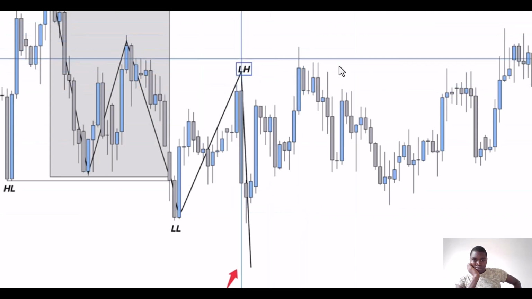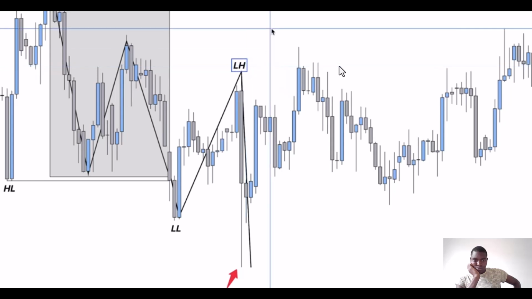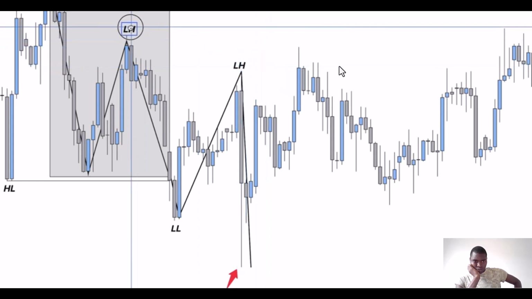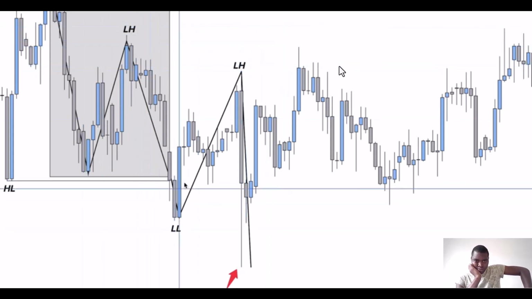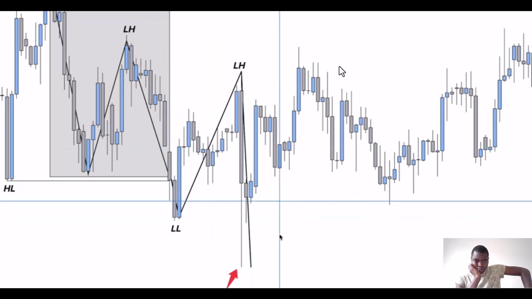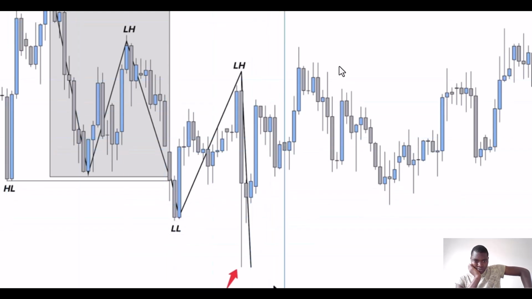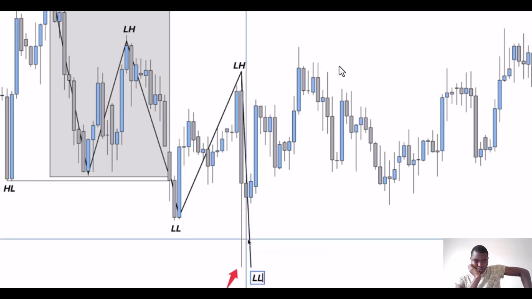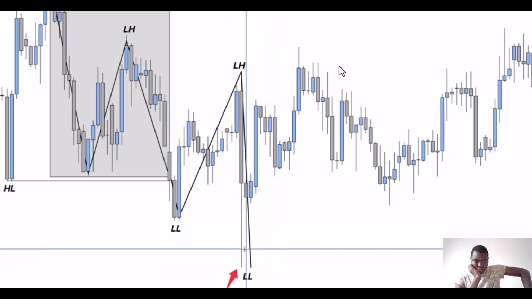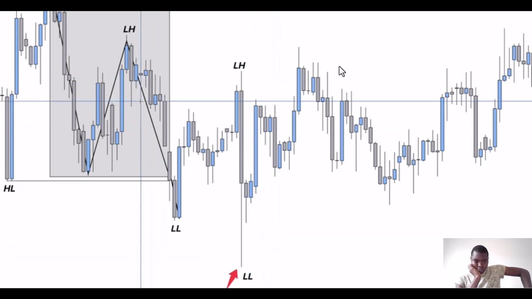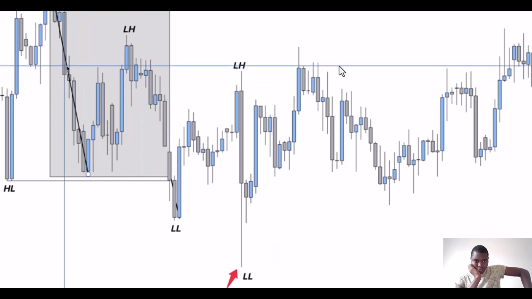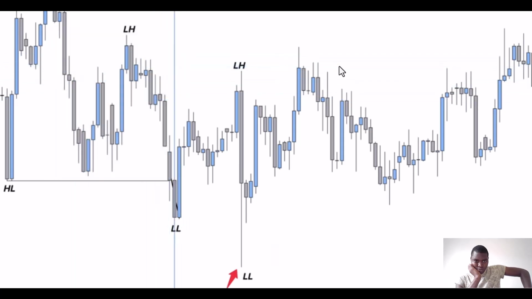We have a lower high, which is lower than the previous. Now we do also have a lower high just here, which was then validated with the break in structure that appeared. And then we have our lower low once again. So we can see that each of these lows and each of these highs is lower than the previous ones that the market printed. So we can remove this for now and just focus on that structure, okay?